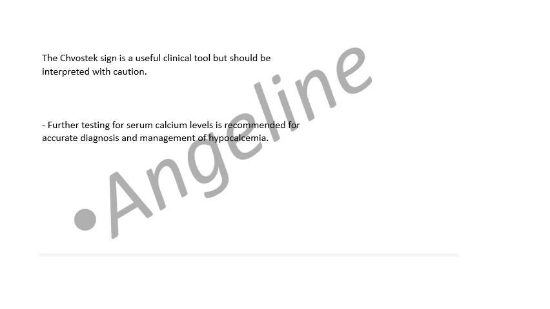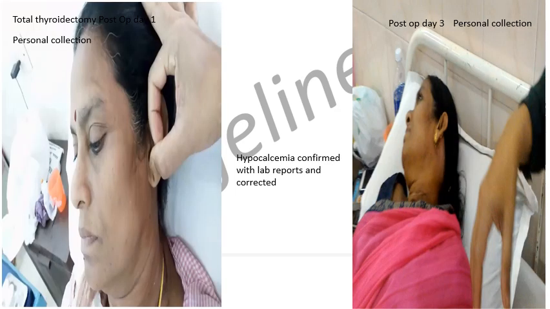So the sign is a useful tool, but it should be interpreted with caution. Further testing is mandatory. How do you treat? I have to tell you one example. I have to mention this is from my personal collection. You can see the twitching here.